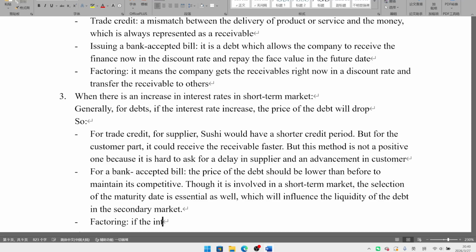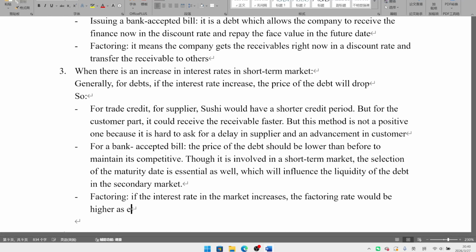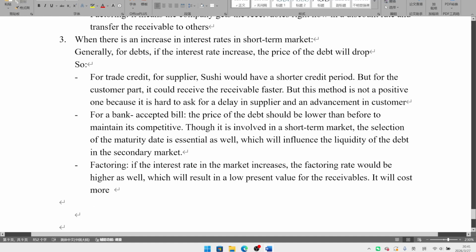So next is factoring. If the interest rate in the market increases, the factoring rate would be higher as well, which will result in a lower present value for the receivables. It will cost more.